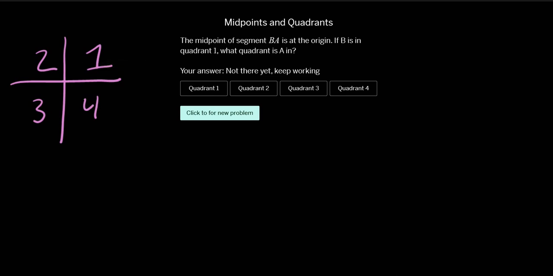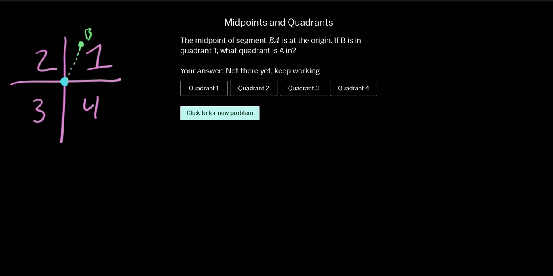So our midpoint is at the origin, and the origin is where your quadrants all come together. And point B is in quadrant 1. It doesn't matter where, so we're just going to put it here so that we're not blocking the 1 itself. So point B is in quadrant 1.